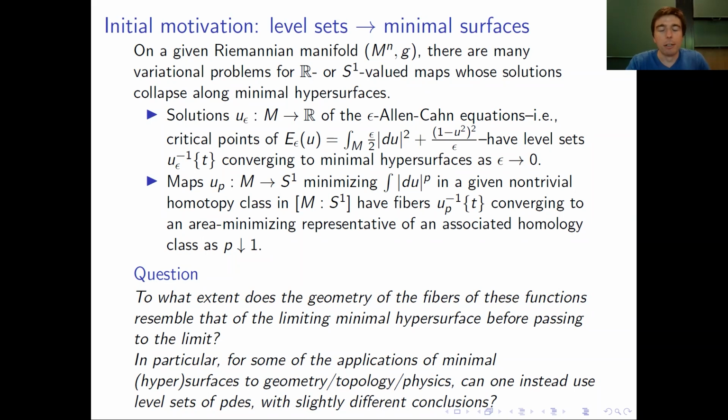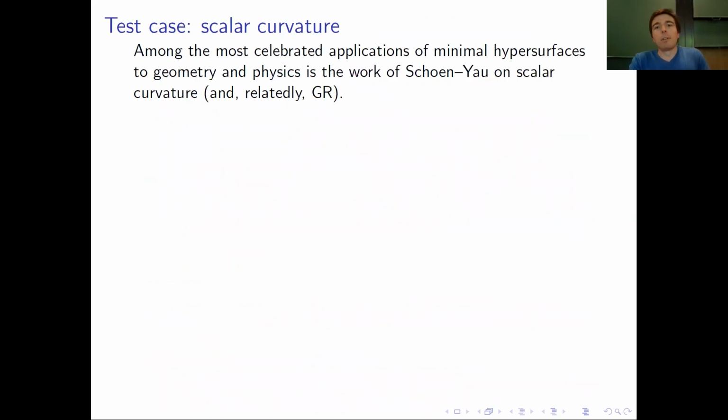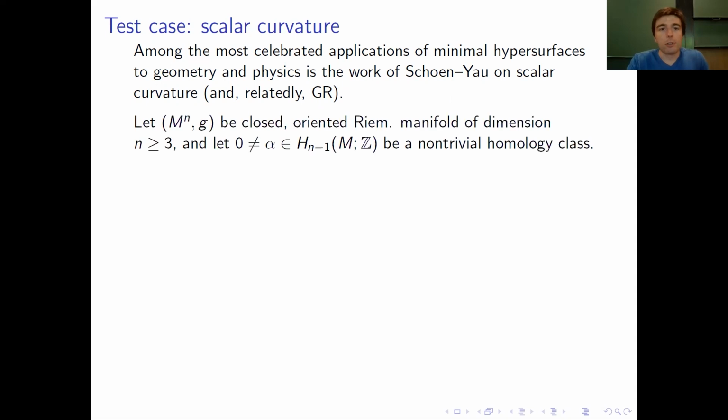All right, and one of our favorite applications of minimal hypersurfaces is to scalar curvature. So a natural test case is to ask whether we can look at level sets of some geometric PDEs and get some kind of information about scalar curvature from them. Maybe I don't need to for this audience, but I'll quickly remind you about the use of minimal hypersurfaces for scalar curvature. Suppose we have some closed oriented manifold of dimension at least 3, and suppose we have some integer homology class. It's important that we have integer coefficients so that we get two-sided things coming out.